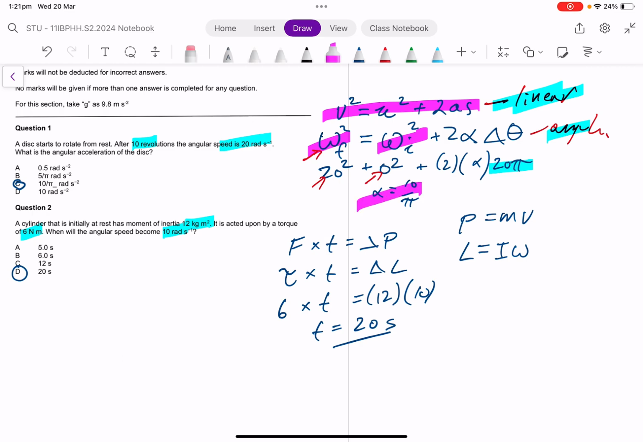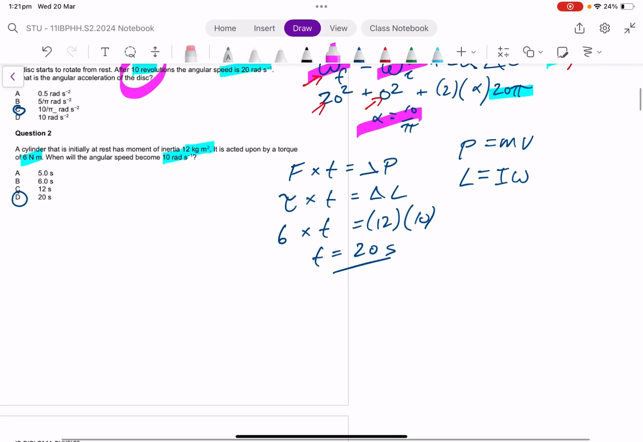Why? Because the displacement is 10 revolutions. 10 revolutions means 10 lots of 2 pi, which is 20 pi. This one here is the linear version of force times time is change in momentum. What we're saying here is that torque times time is change in angular momentum. So 6 times time is 12 times 10, 20.